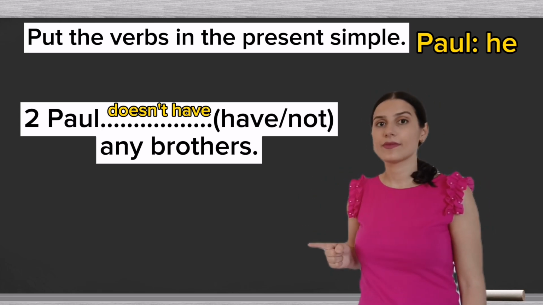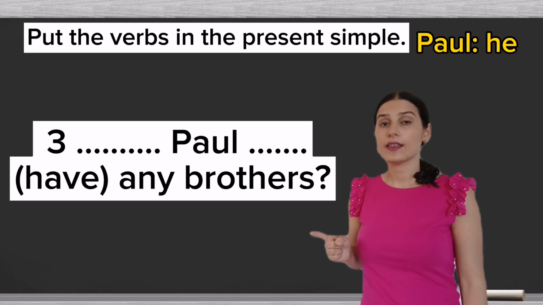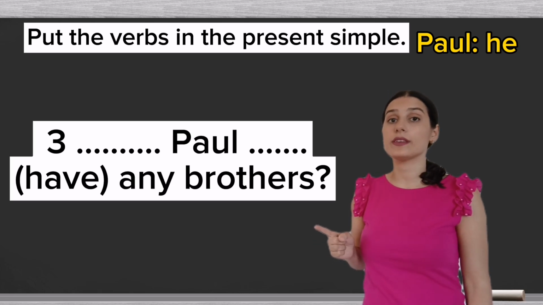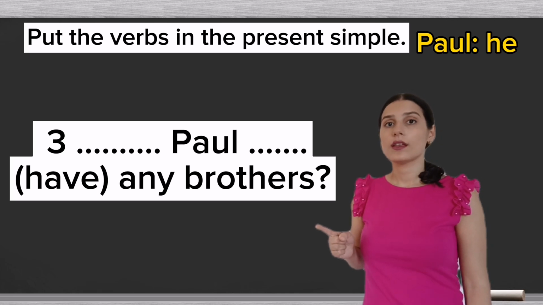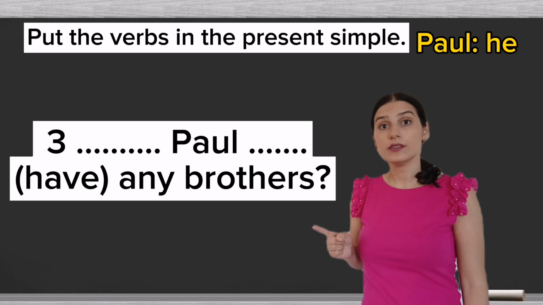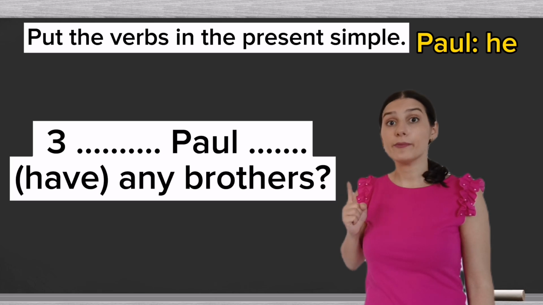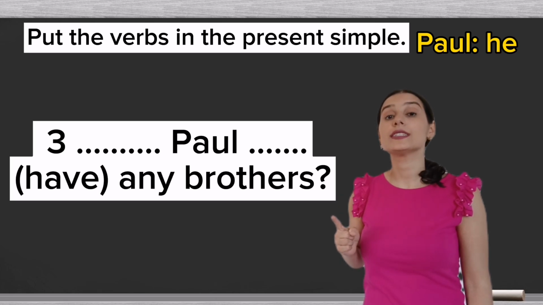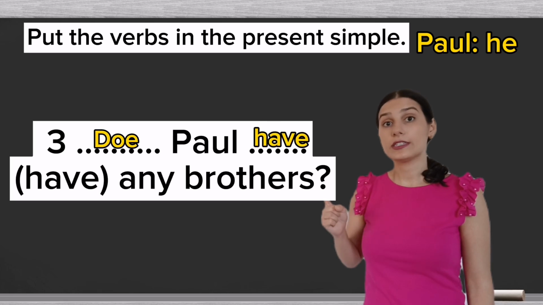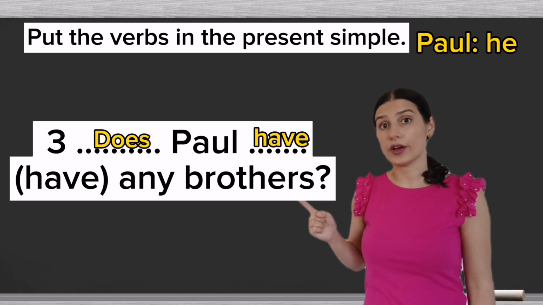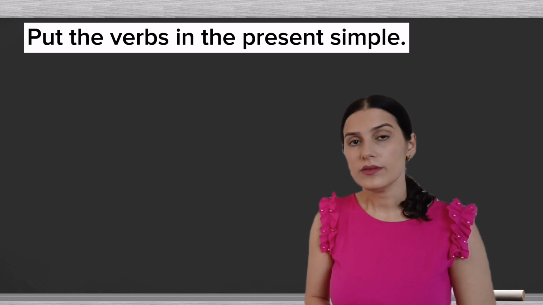Very good. As you can see, there's a question mark, so this is a question. So we have to start with the verb do. Because we have Paul, so we need to use does. Does Paul have any brothers? Another example.